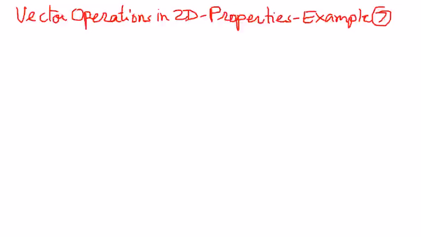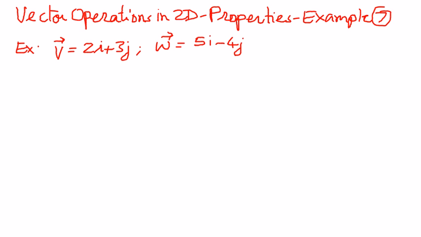In this presentation, let us see how we can perform vector operations in two dimensions using properties of vectors. In this example, let us say we have vector v given to us as 2i plus 3j and vector w is given to us as 5i minus 4j. What we want to find here is the angle between the two vectors. Find theta, the angle between these two vectors. The way to do that is as follows.